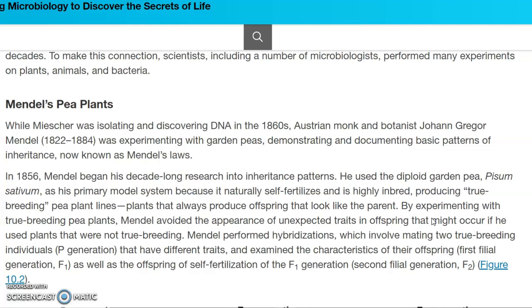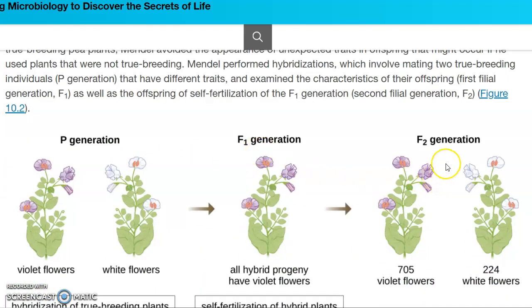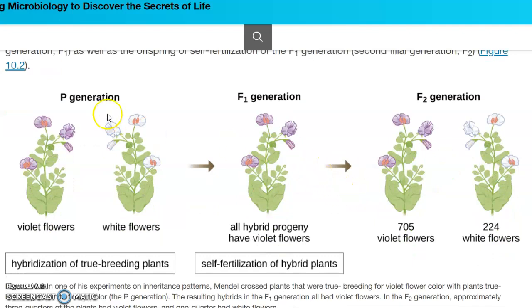And so he used these pea plants because they self-fertilize and it's highly inbred. So you get what are referred to as true breeding pea plant lines, which are plants that always produce plants that look identical to them. So he was able to study 7 different traits and trace them through 2 generations, this F1 generation and F2 generation. And so what he found is he took a hybridization. He had a plant with violet flowers or purple flowers and a plant with white flowers. And again, these were true breeding.